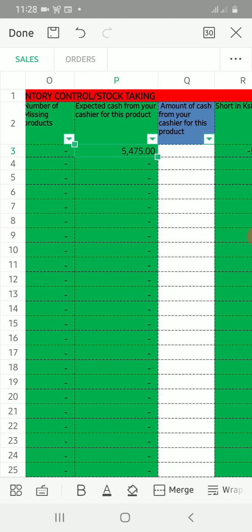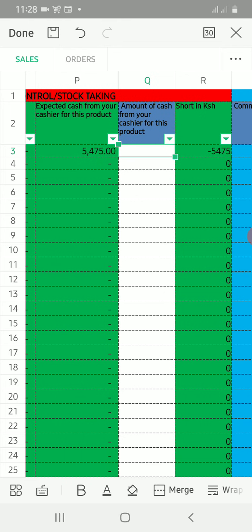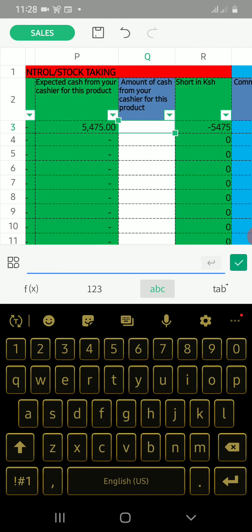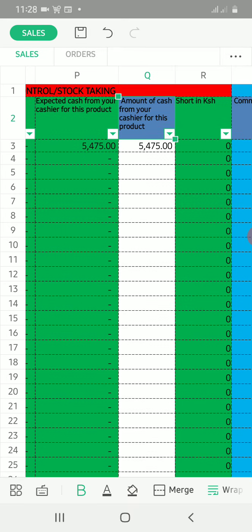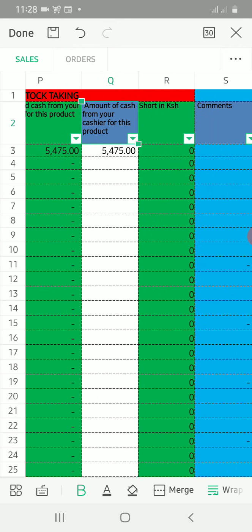Okay, so let's assume the cashier gave you 5,475. So you come and write it here, 5,475.00. Okay, so that is the amount of cash from your cashier for this product. You don't have to worry because this tool will be guiding you. I haven't used very complicated finance jargon, so it's easy to understand. Okay, so like in this case, since the cashier has given you the amount that you expected her to give you, then there will be no short. Okay, your short will be 0.